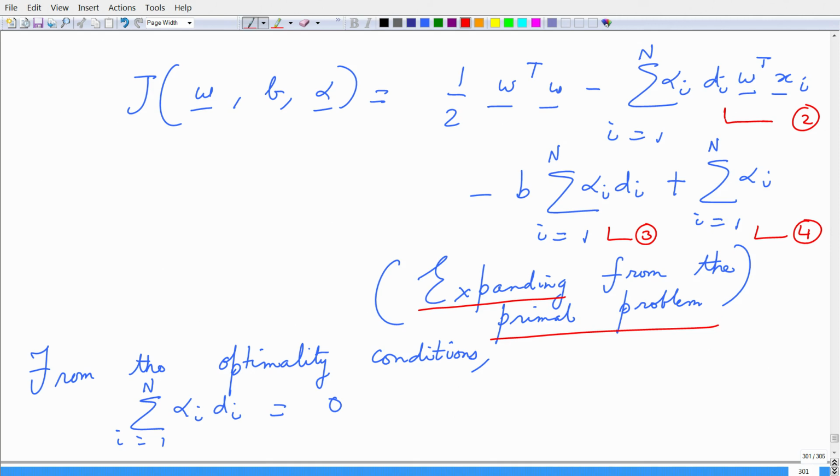So, from our optimality conditions, because I looked into the gradient of the Lagrangian with respect to the bias, and I set this equal to 0, from that condition I had sigma i equals 1 to n alpha i d i equal to 0. So, therefore, term 3 just vanishes out. So, all I have is this first term here, which is basically my objective, and terms 2 and 4, which I can simplify in a certain form.